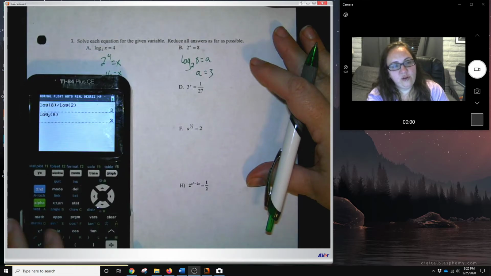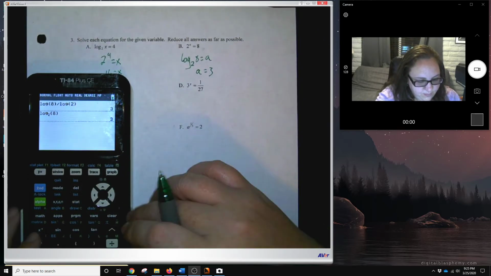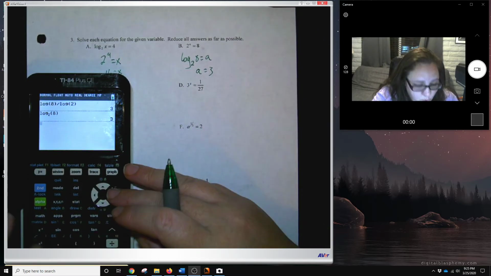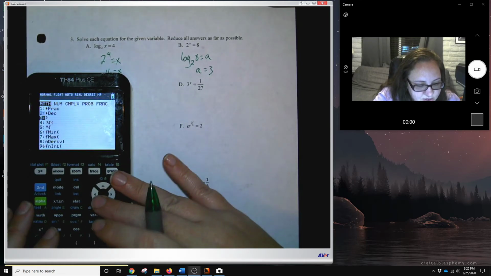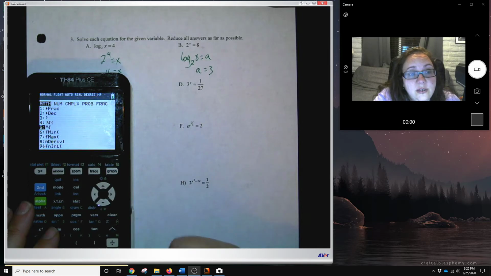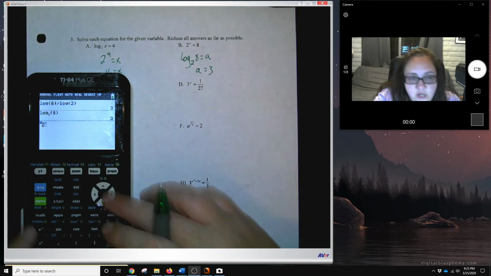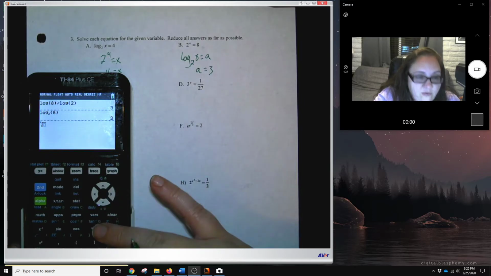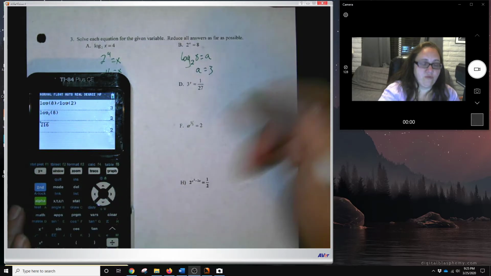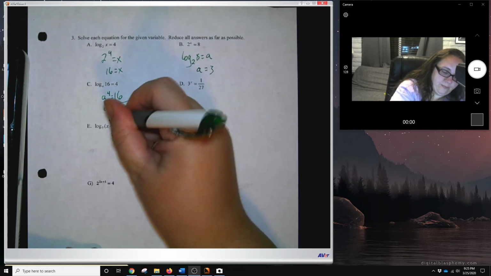To put the 4th root in the calculator, if you have a TI-83, put the 4 in first, and then press math, and then scroll down to this x root. If you have a TI-84, you don't have to put the 4 in first, but if you have a TI-83, you have to put the 4 in first. So the 4th root of 16 is 2.